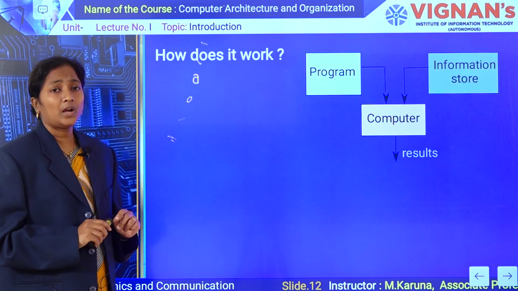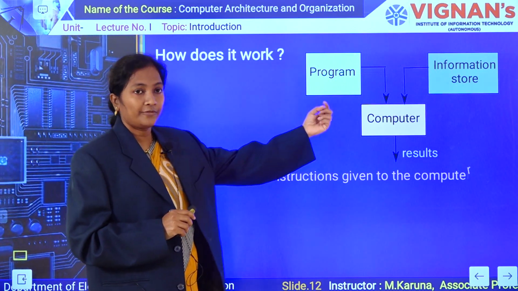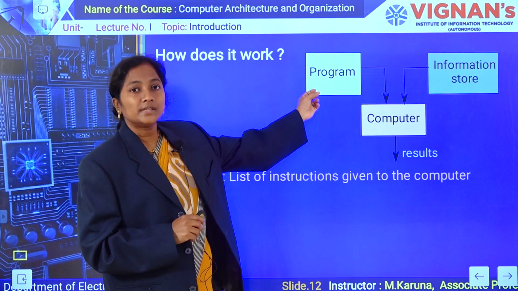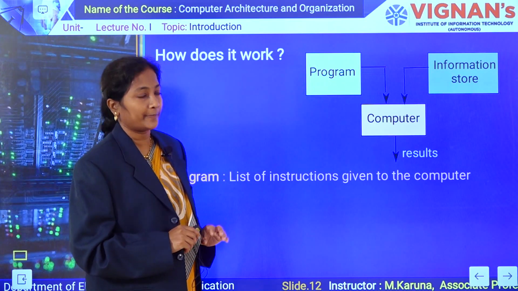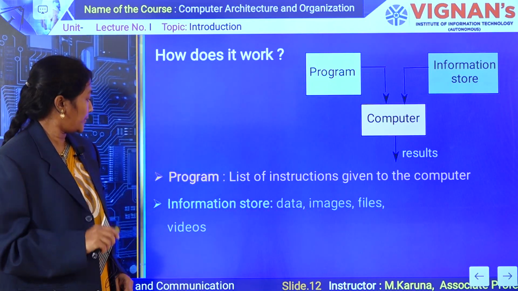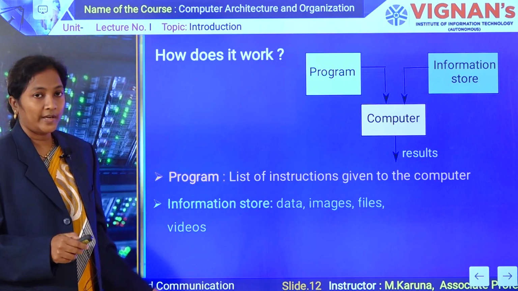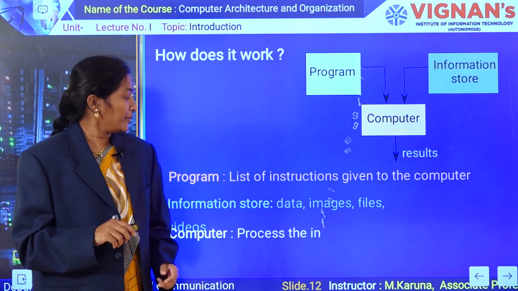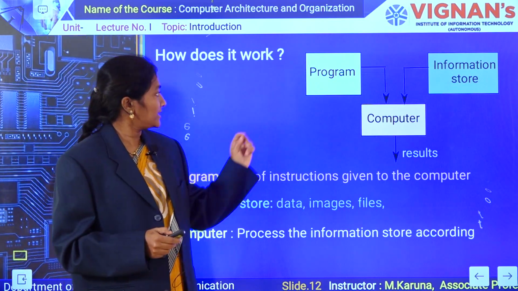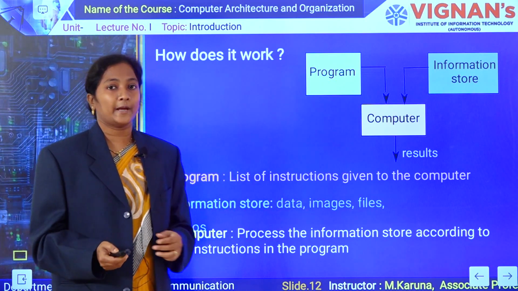Let us see how computer works. Here computer processes the information stored according to the instructions specified in the program. Let us see what is meant by program. A list of instructions is nothing but a program. Information stored may be data, images, files, videos. Coming to computer, computer processes the information stored according to the instructions specified in the program.